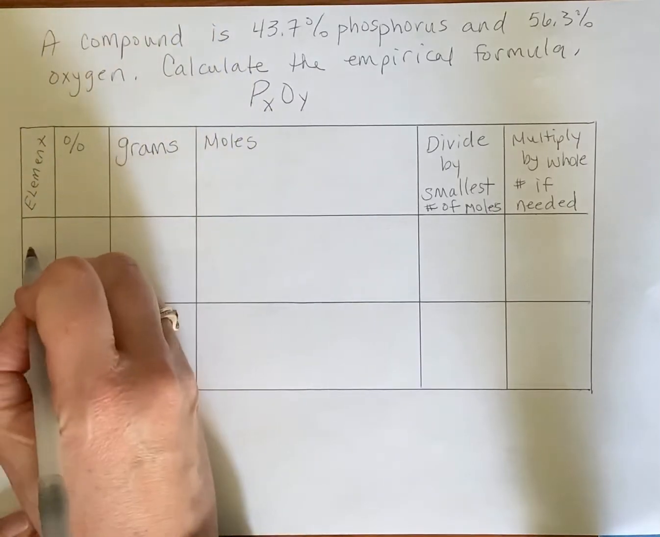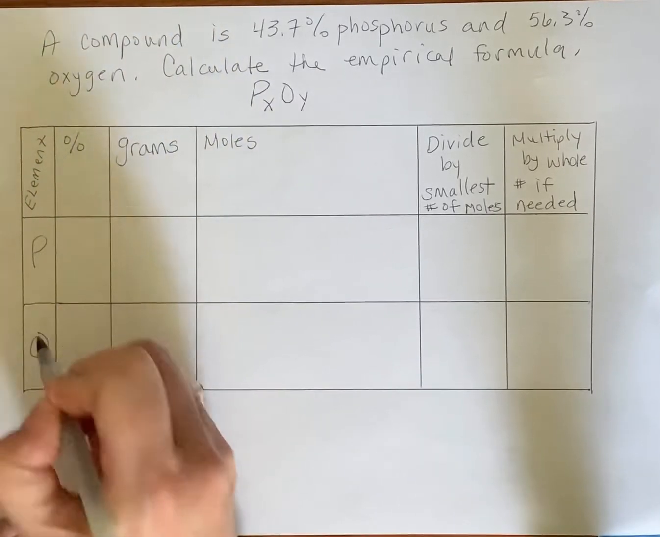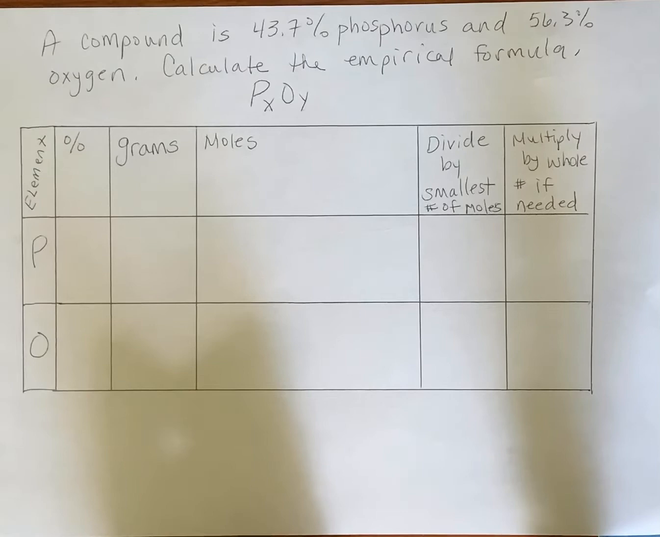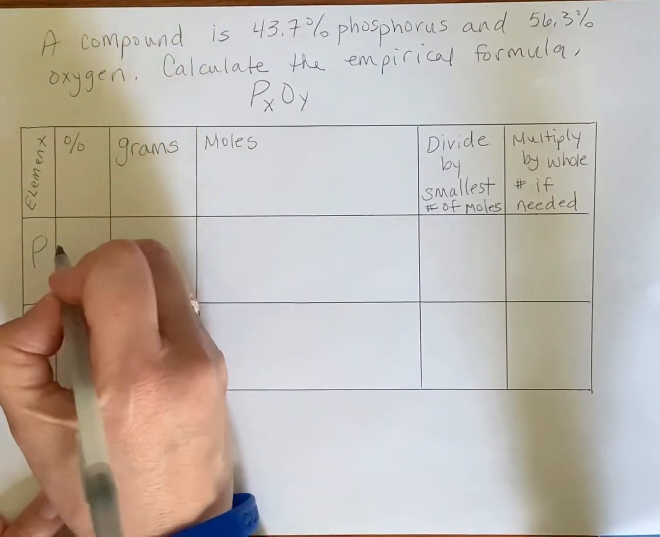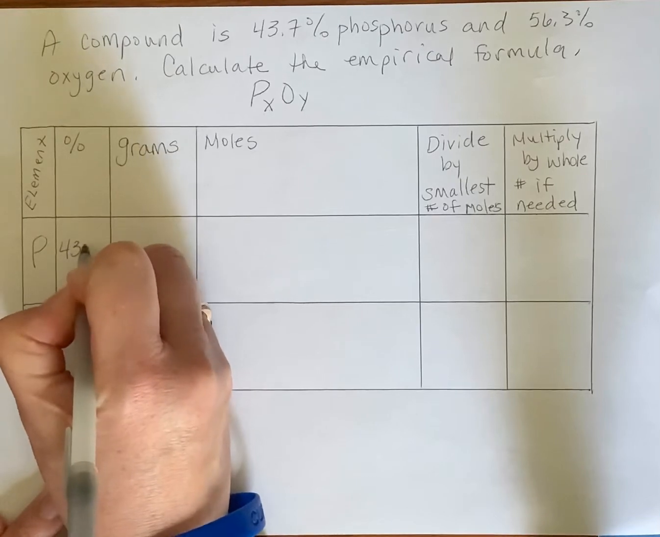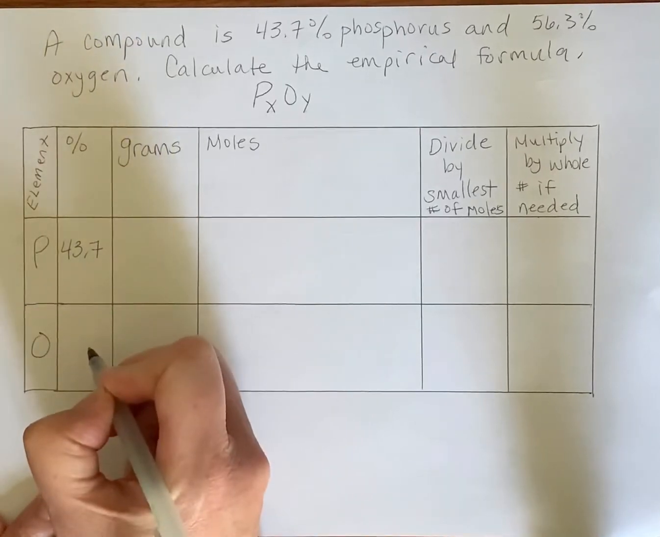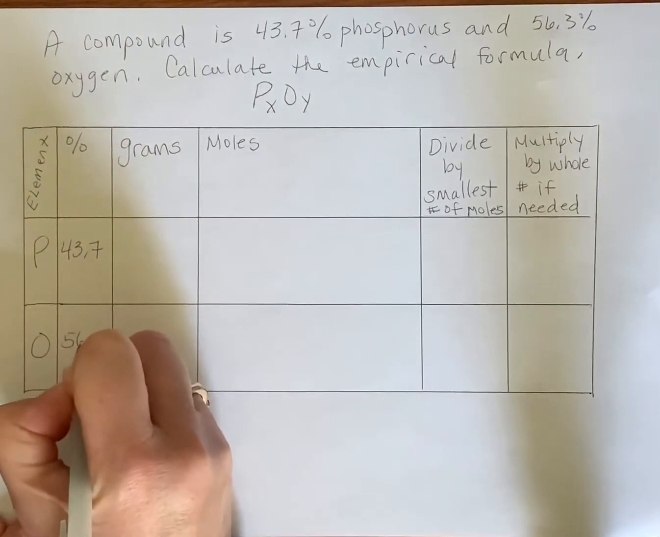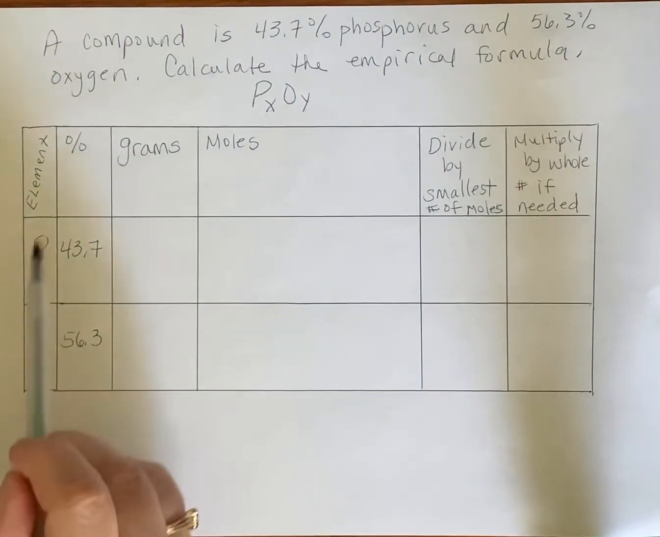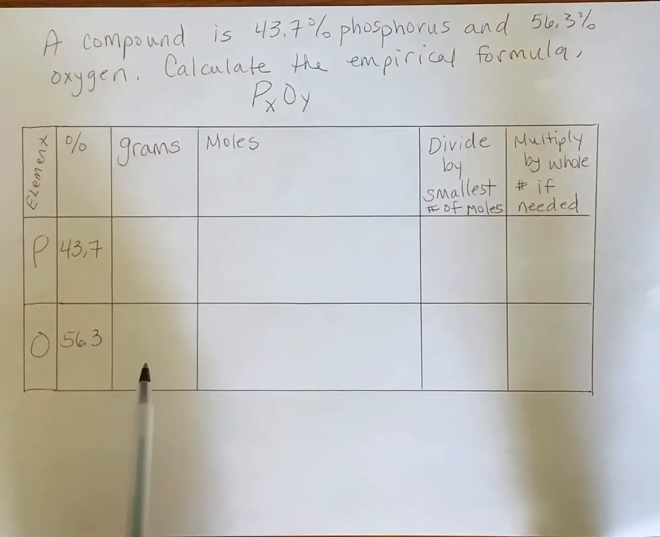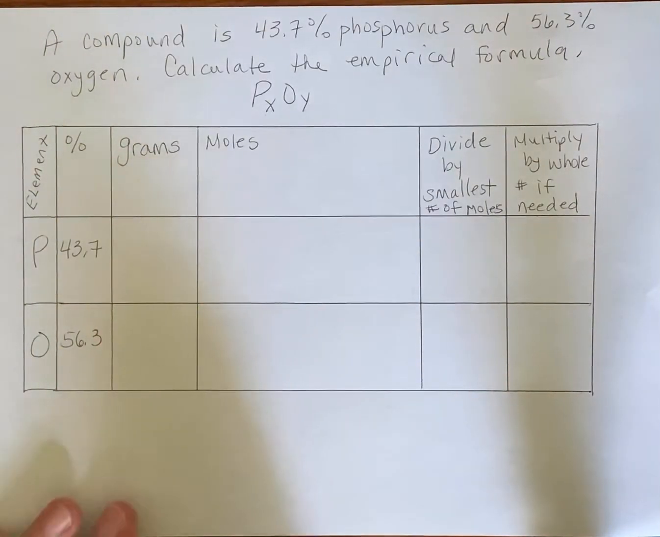So the elements we are focused on are P and O. You could have more than two elements in the problem. The percentages are given in the problem. We have 43.7% phosphorus and 56.3% oxygen. Sometimes the questions will skip over this step and give you grams, so it saves you a step.